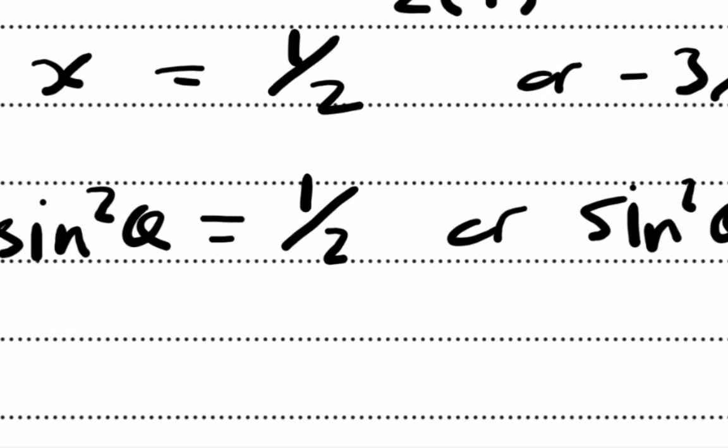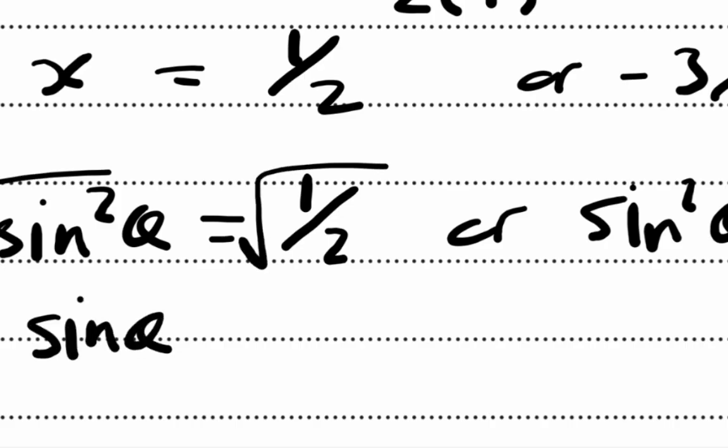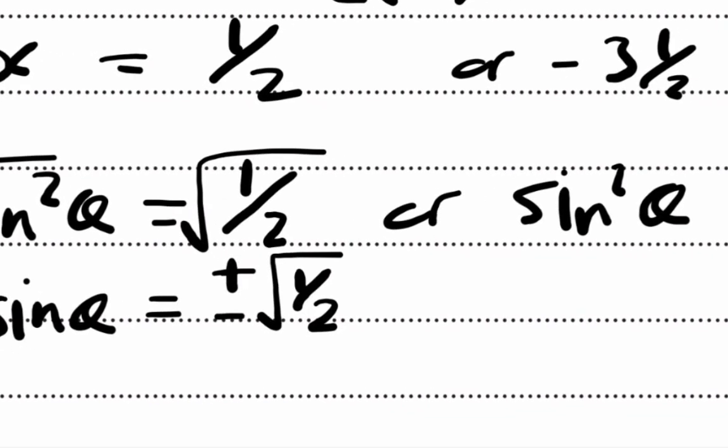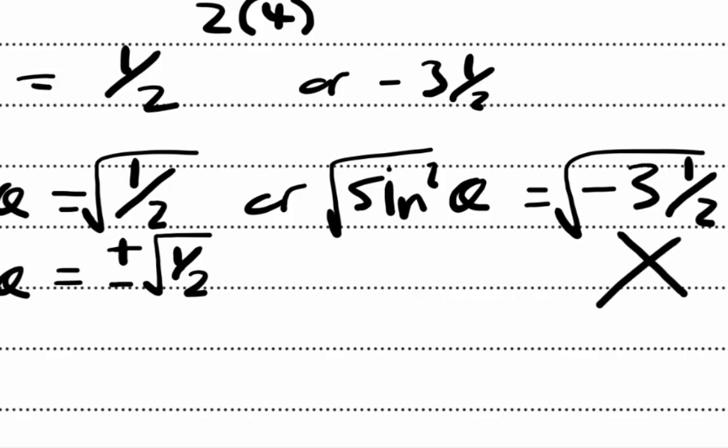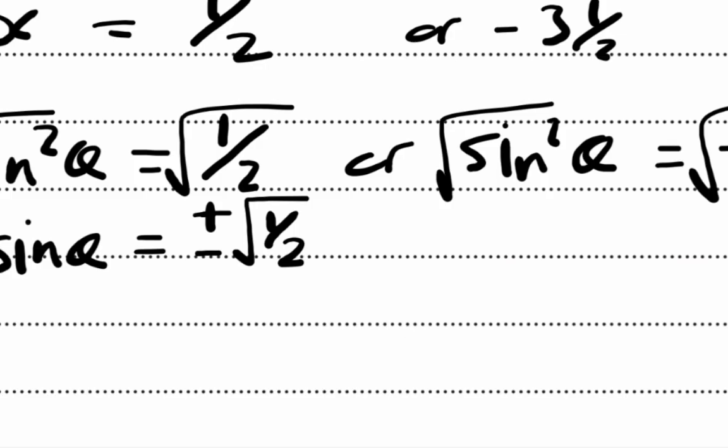So to get sine theta, we introduce the square root on both sides. So sine theta is equal to plus or minus root of half, which is the same as saying plus or minus 1 over root 2, but we just keep it like this. And for this one, if we try and introduce the square root on both sides, this will give us an error. So we're discarding it, and we're left with these, right?